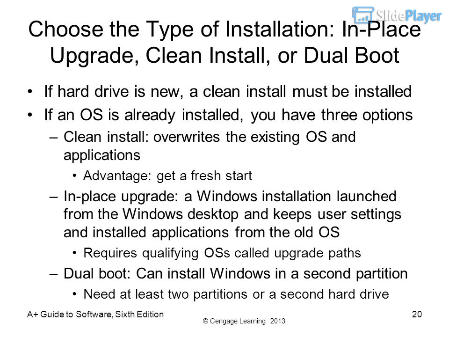In-place upgrade: a Windows installation launched from the Windows desktop that keeps user settings and installed applications from the old OS. It requires a qualifying OS, called upgrade paths. Dual boot: you can install Windows in a second partition. You need at least two partitions or a second hard drive. A+ Guide to Software, 6th edition.